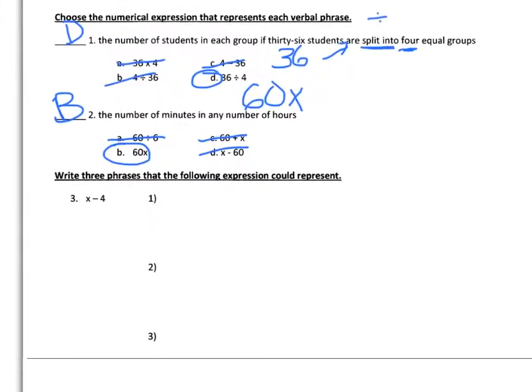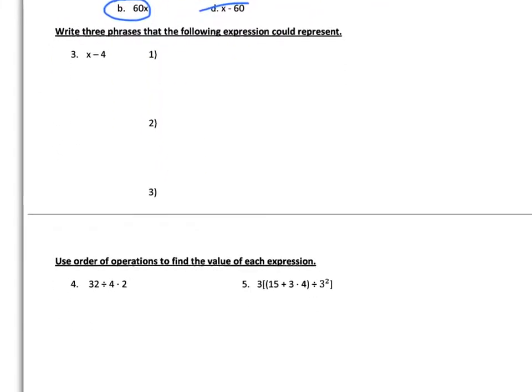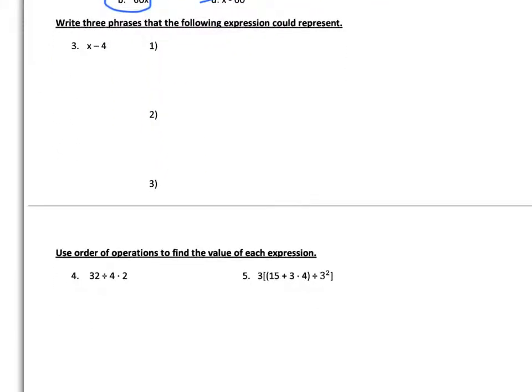Okay, number 3. It says, write 3 phrases that the following expression could represent. Okay, so now we're going to be using our keywords to show what this expression is. So we have x minus 4. Well, we could simply write that. We could write x, the word minus, and 4.